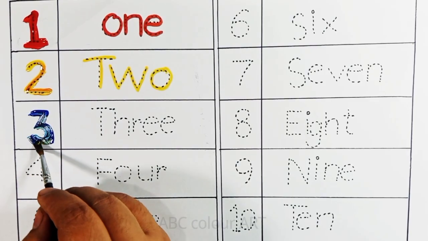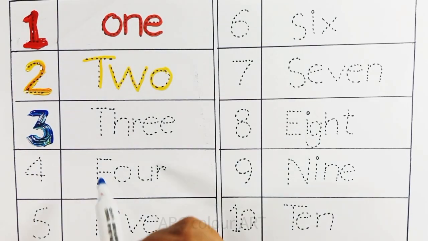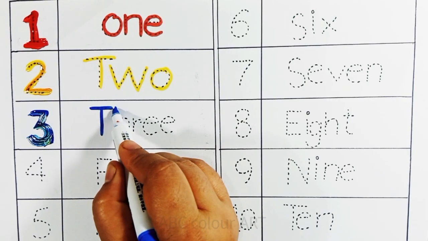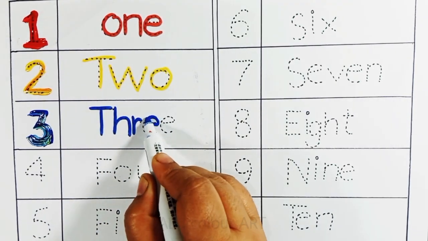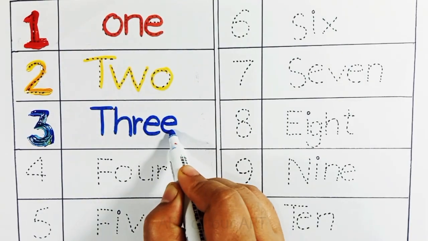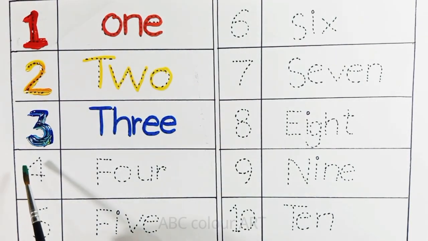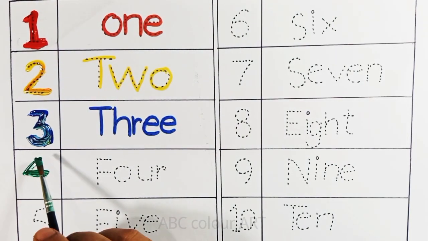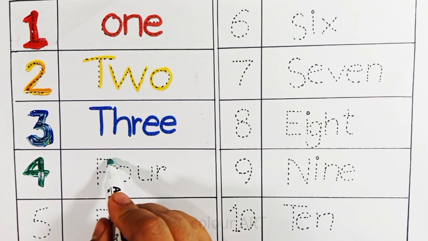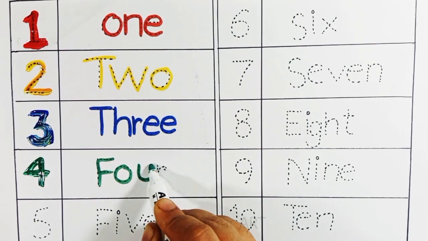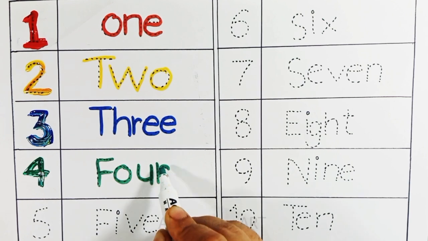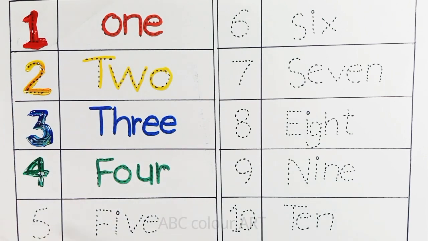Number 3, T H R double E, 3, sea green color. Number 4, F O U R, 4.